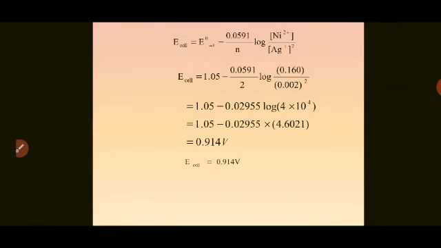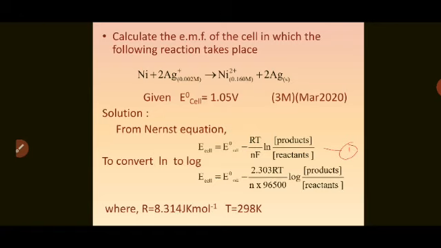So E cell is equal to E0 cell minus 0.0591. 0.0591 is the value of what? 2.303 RT divided by F. Now what is the concentration of product in this? If you see here, the product is nothing but Ni2+. So its concentration should be taken at the numerator and the concentration of Ag+ should be taken at the denominator, that is the reactant. Now one more part we have to include is the number of electrons, that is n. So how to identify?